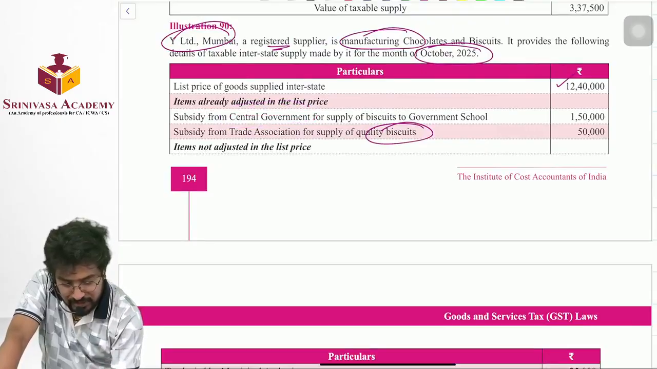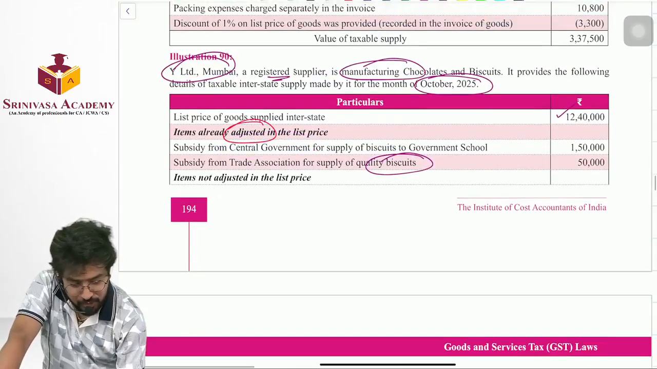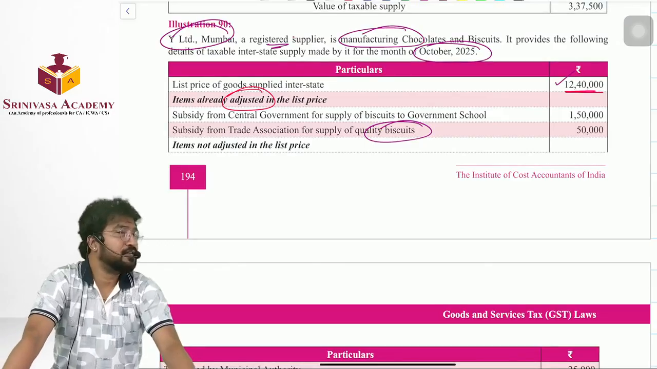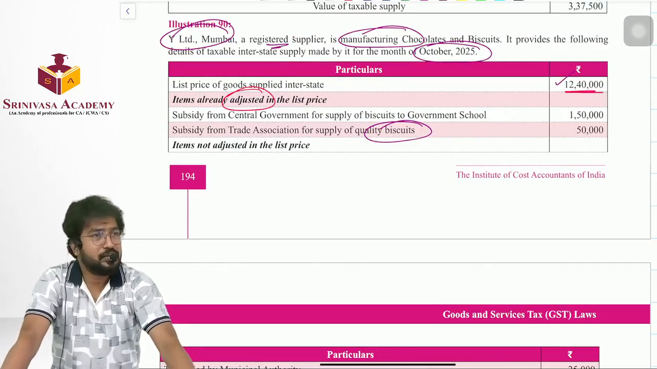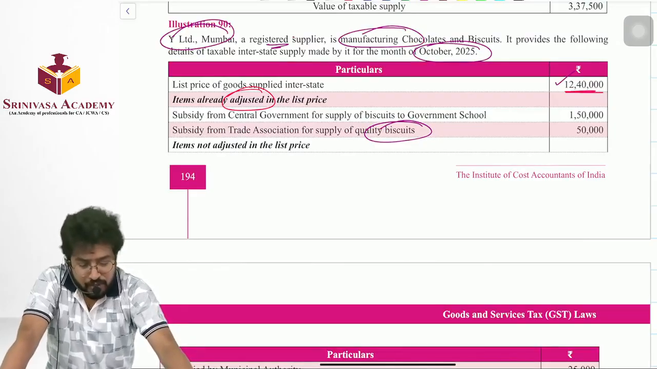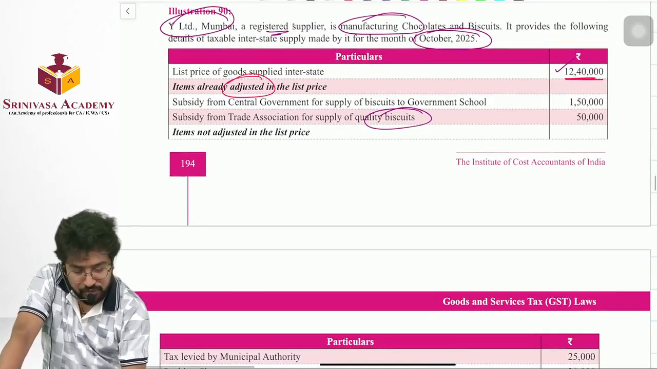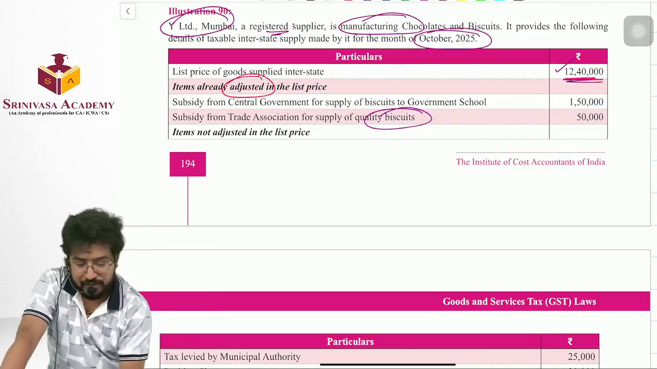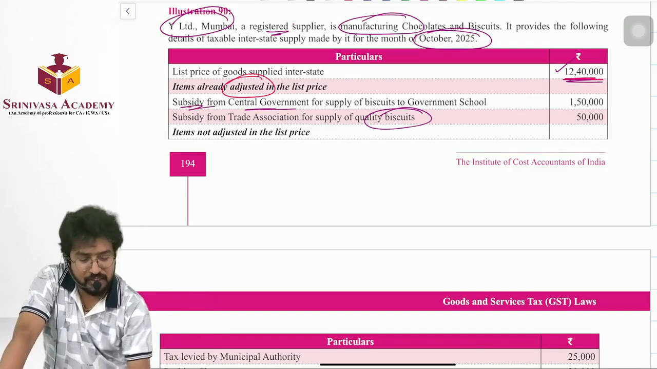Already adjusted here, they gave the word. Okay, it should have been more clear actually. See, adjusted means you have already clearly given the adjustments. Now according to the question, properly you can understand: list price 12,40,000, subsidy from central government. Generally, what should you do?